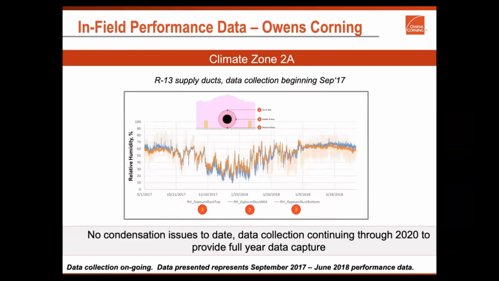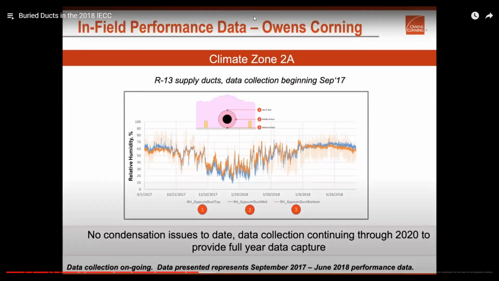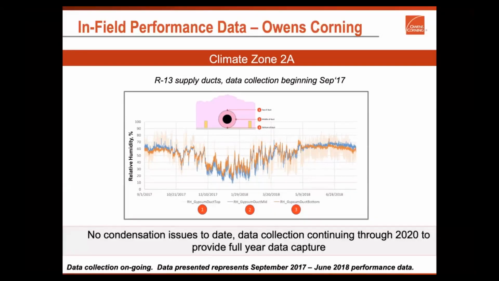Okay. And then Climate Zone 2A, and this happens to be in, some of you Texas people will enjoy it, Clifton, Texas, basically west of Waco. We monitored a house. We did buried ducts there. It was an R13, and we're actually still monitoring that to this day, but this is typically the season where we see the transition from hot to cold and cold to hot. During this process, we have not seen any major dripping, any major issues. And once again, this is a house without radiant barrier. It's an R13 supply trunk.